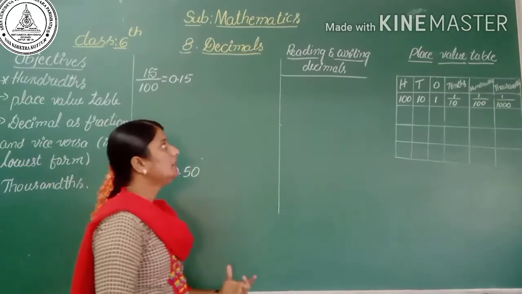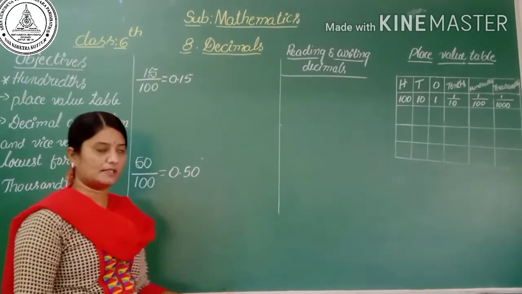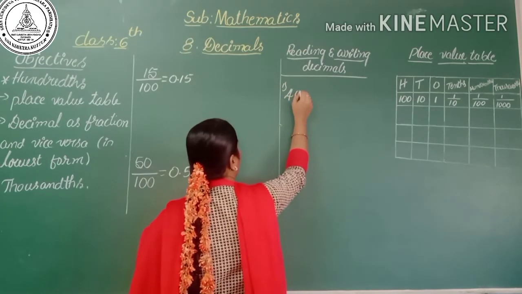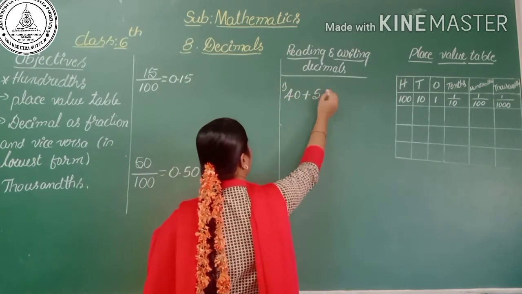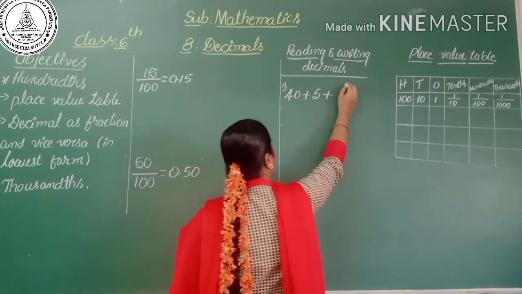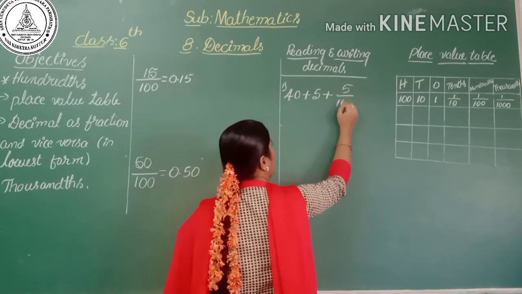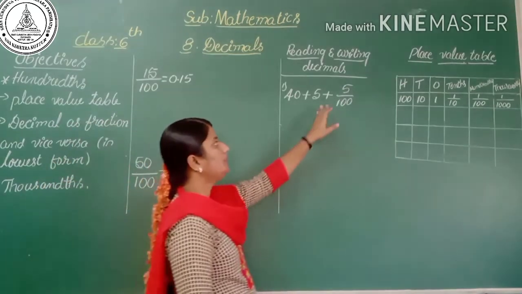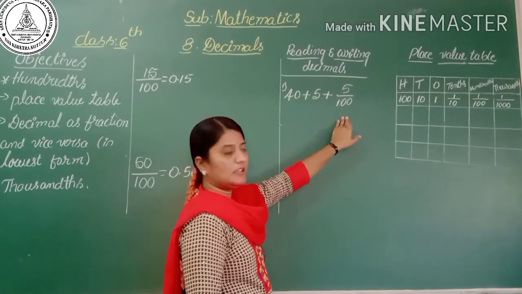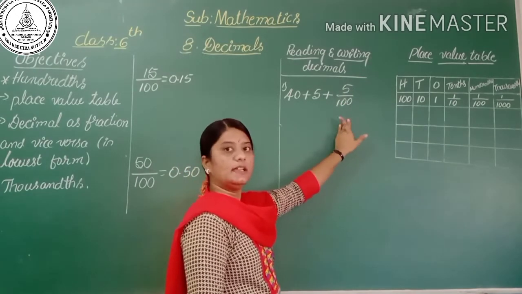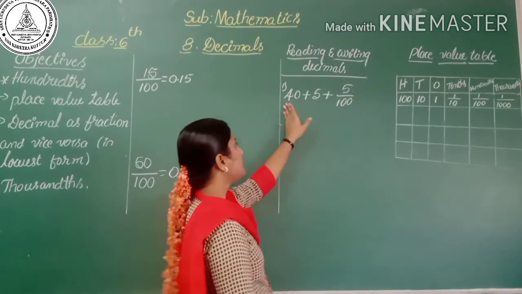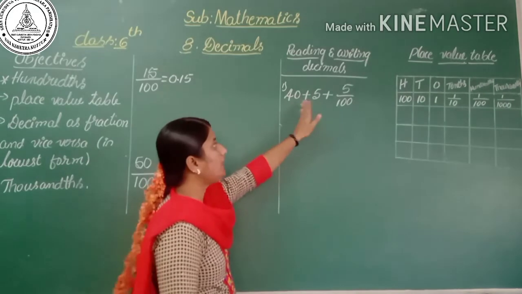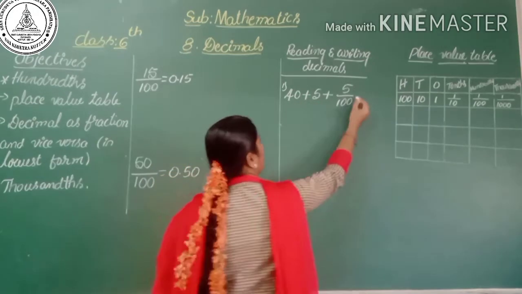Then shall we see how to write a fraction as decimal form and decimal as fraction? Okay, see here the reading and writing of decimals. I will take one example here: 40 plus 5 plus 5 by 100. So how can we write it in the decimal form? As you may see here, 40 plus 5 is a whole number. We can add it easily. 40 plus 5, 45.